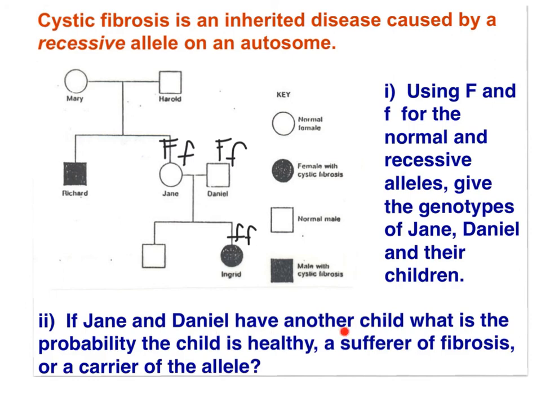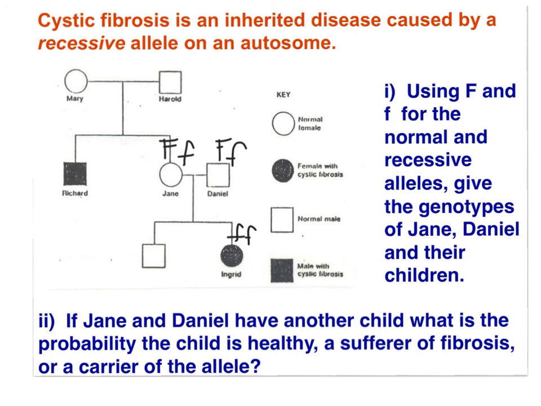If Jane and Daniel have another child, what is the probability the child is healthy, a sufferer of fibrosis, or a carrier of the allele, in other words, heterozygous? We can predict that Jane and Daniel would have 3 out of 4 children who would be healthy. So the probability of a healthy child would be 3/4. The probability of a sufferer of fibrosis would be 1/4. And the probability of a carrier, a heterozygote child, not a sufferer, would be half at 50%.